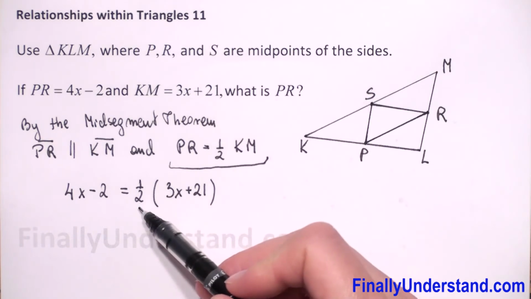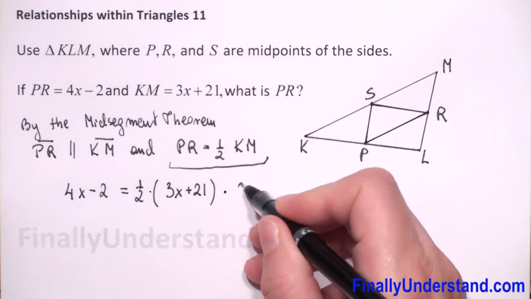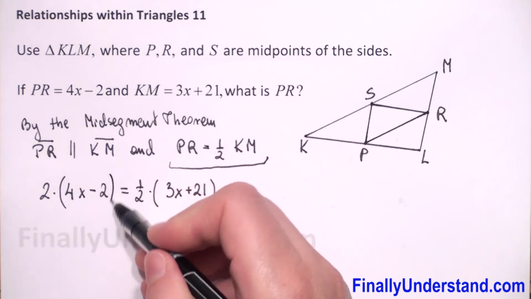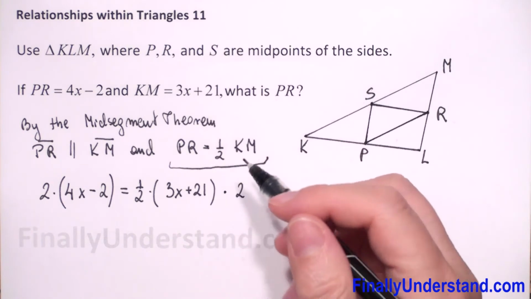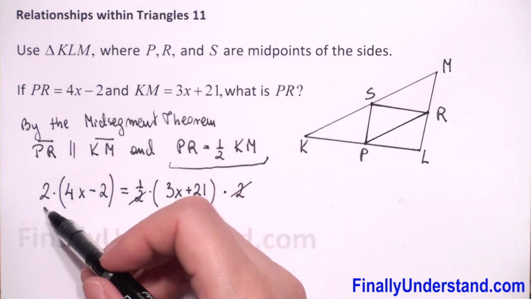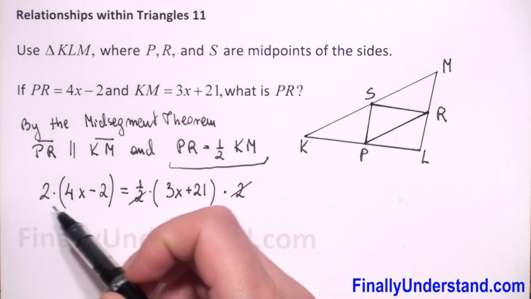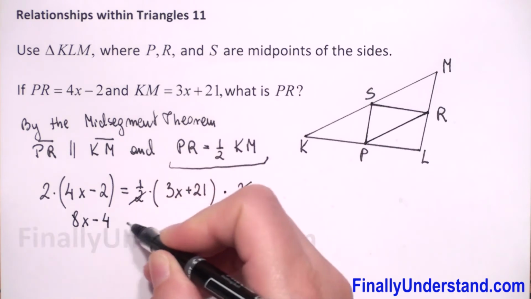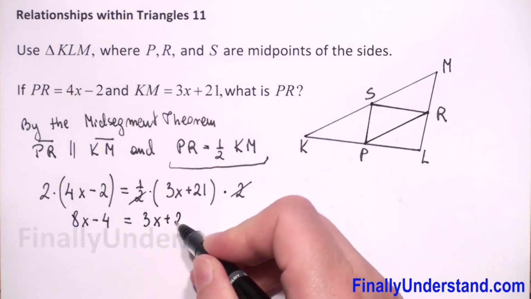First, because we have 1/2 on the right side and we have multiplication, I will multiply both sides by 2 to reduce. We have to multiply the whole expression on the left side and on the right side by 2 to reduce this fraction. So 2 and 2 we will reduce, and we can multiply 4x minus 2 by 2. So it will be 8x minus 4 is equal, and on the right side we have 3x plus 21.